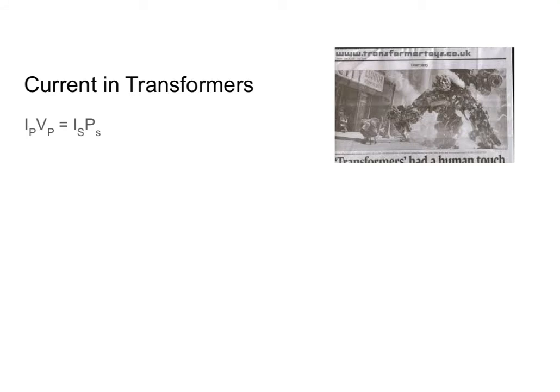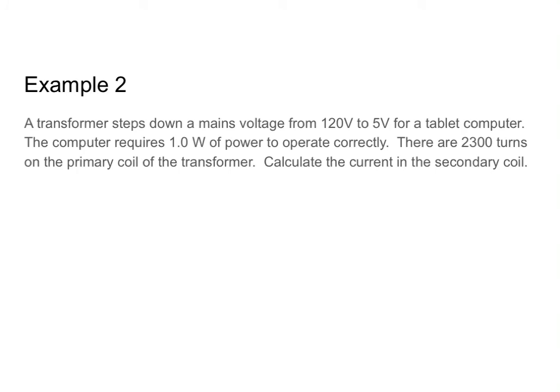So, before I move on, I do just want to mention that the power is going to be conserved between our two coils. So we're going to assume that no energy is lost, which is going to mean that I times V in the primary coil is equal to I times V in the secondary coil. So what that means is if I can figure out the voltage in my secondary coil, and I know the current going into it, I can use that to figure out the current of my secondary coil. So let's go ahead and do an example that looks at that.